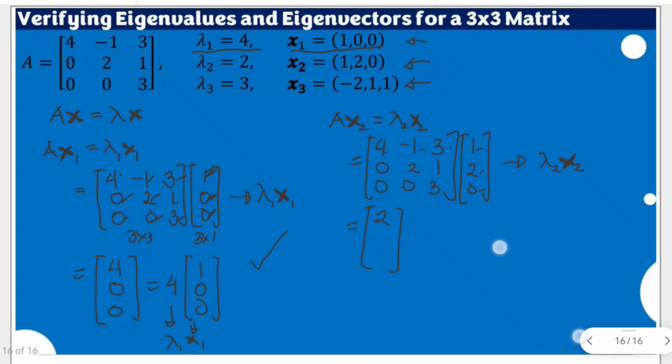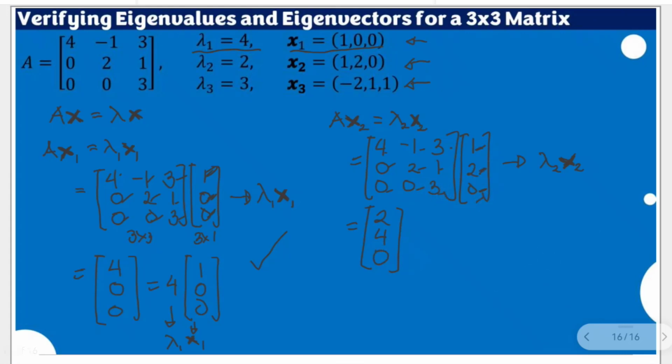Next, 0 times 1 is 0. 2 times 2 is 4. 1 times 0 is 0. So you have here 4. And then 0 times 1 is 0, 0 times 2 is also 0, and 3 times 0 is 0. This is 0 here as well.